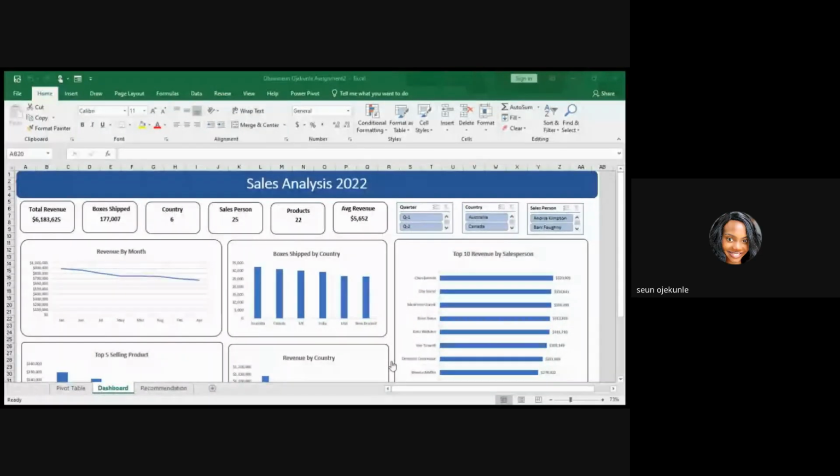Okay, so basically, this is my dashboard. I decided to keep my KPIs at the top so that it's the first thing you see. I decided to use a line chart so that we can see the trends for the revenue by month, and then for the rest I used bar charts.